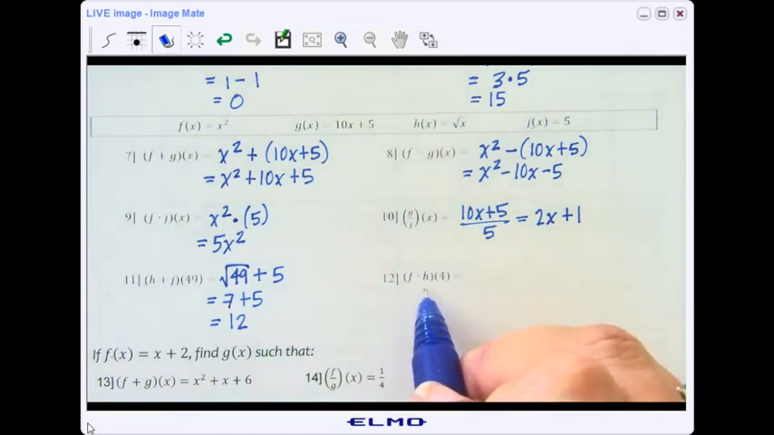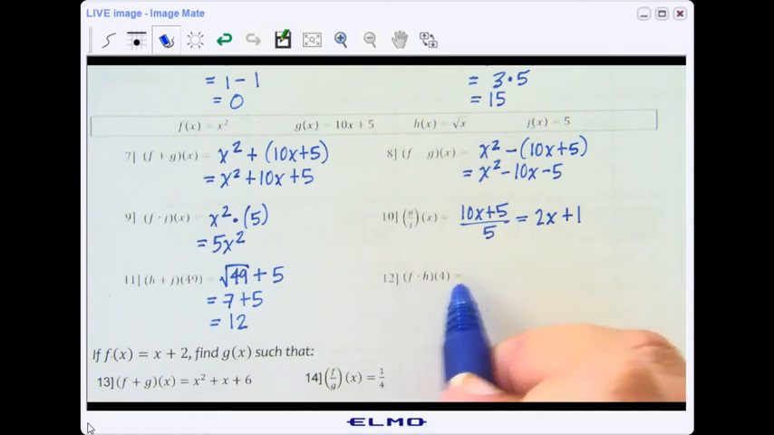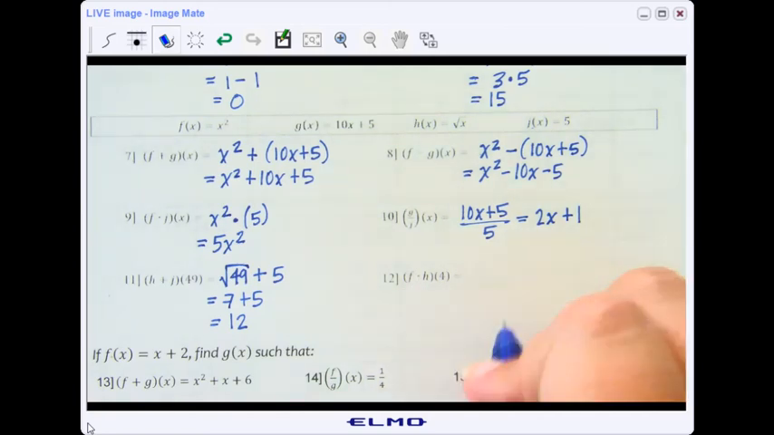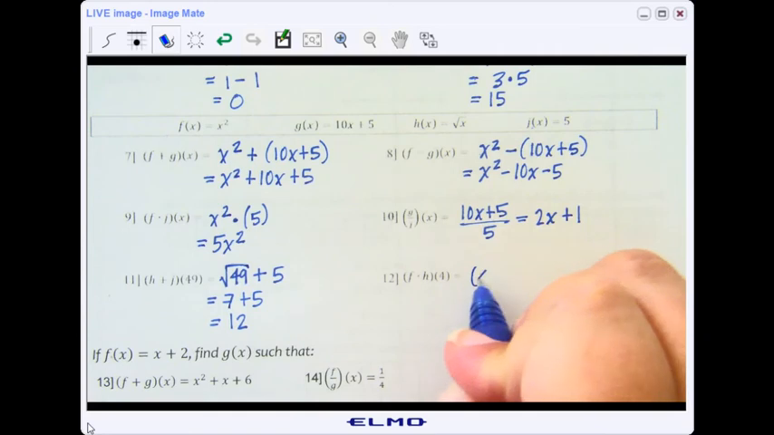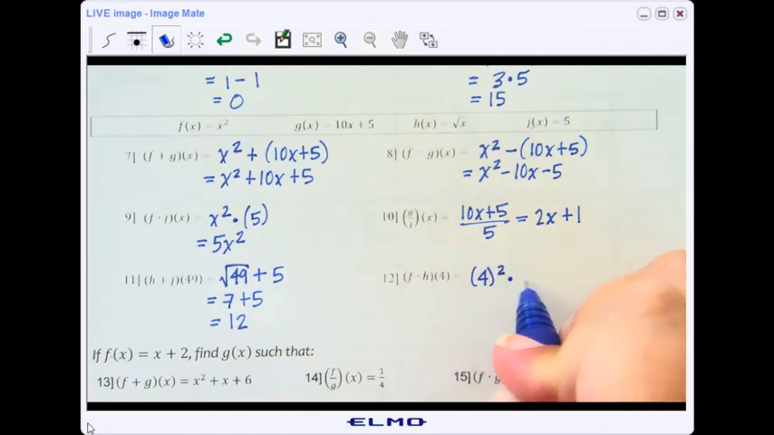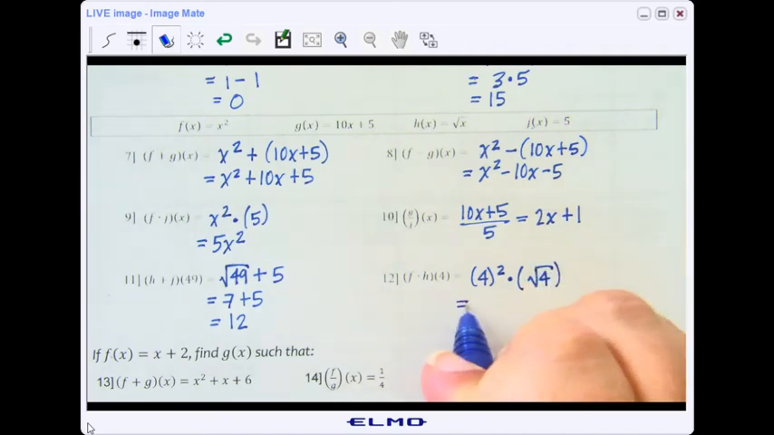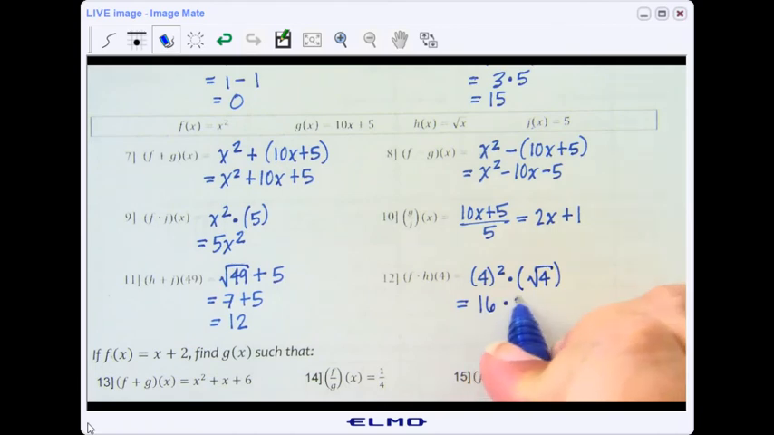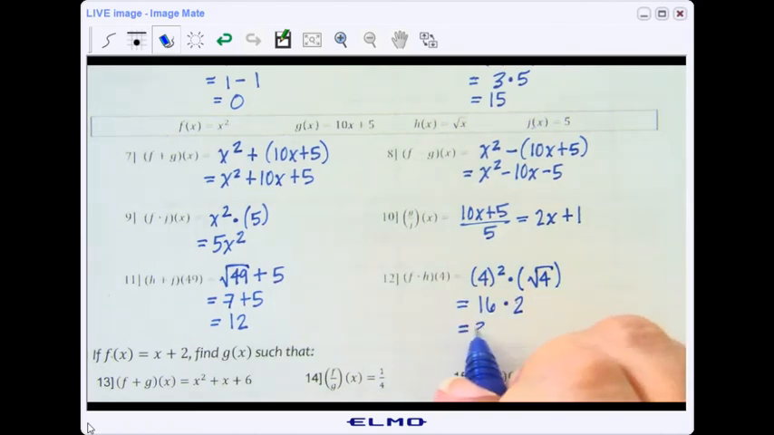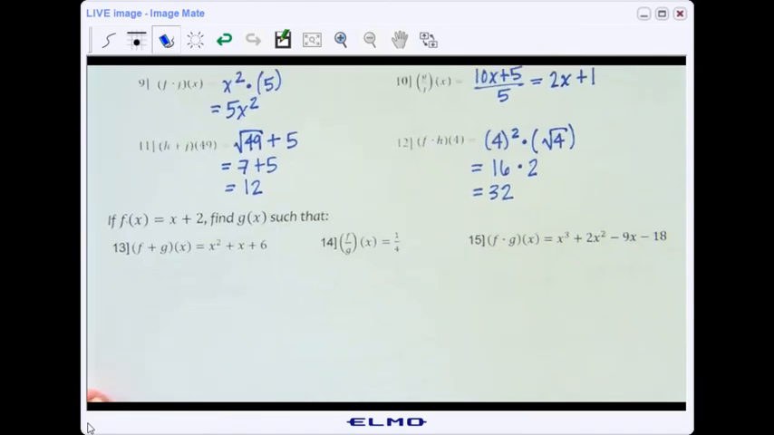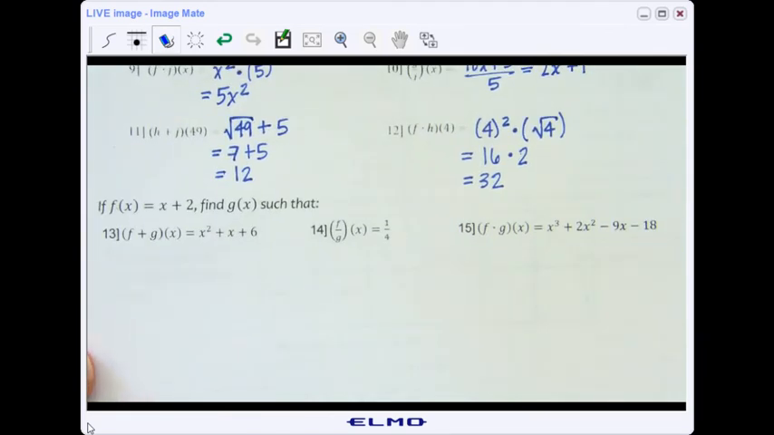In number 12, I'm multiplying f of 4 times h of 4. So f of 4 is going to be 4 squared times h of 4 is going to be the square root of 4. 4 squared is 16, and the square root of 4 is 2, and 16 times 2 gives me 32.